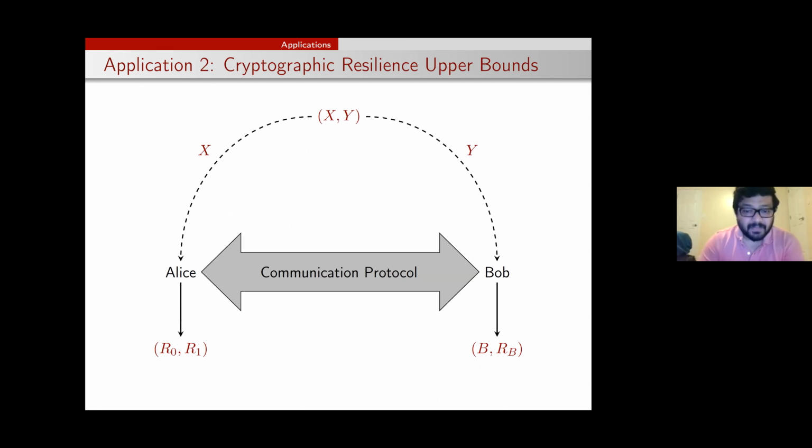Sorry. The next example is a cryptographic resilience problem. A famous problem in cryptography is that you are given two samples, X and Y, from a joint distribution. Alice and Bob participate in a communication protocol. At the end of the protocol, Alice outputs two random bits, R0, R1, and Bob outputs a random bit B, and the random bit R subscript B.